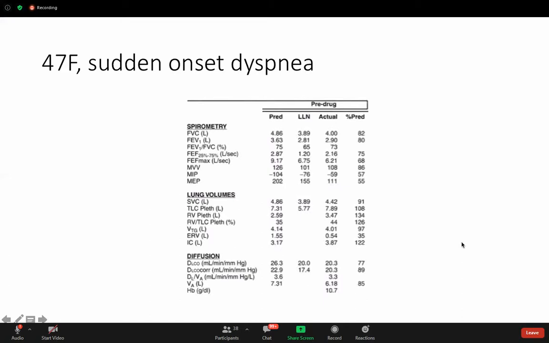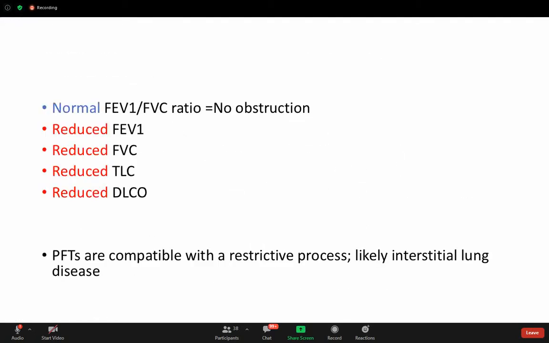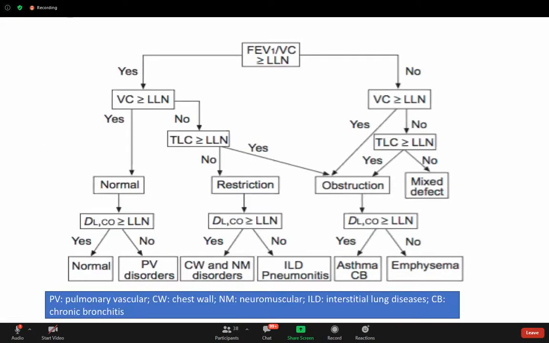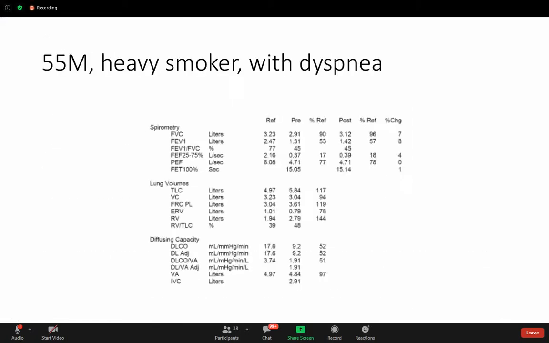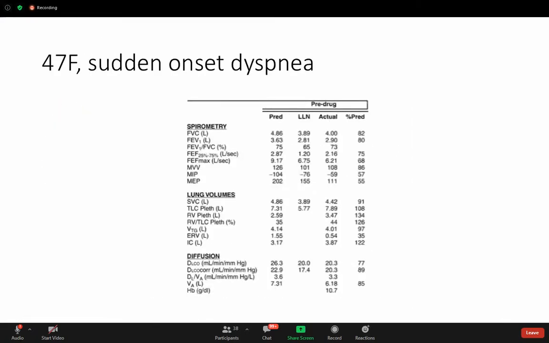Someone asked, but we said the VC is larger. The VC here, the lower limit of normal was 3.89, okay? And she got 4. So let's go back. So yes, she is actually above the lower limit of normal. So we are here. Okay. DLCO, guys.